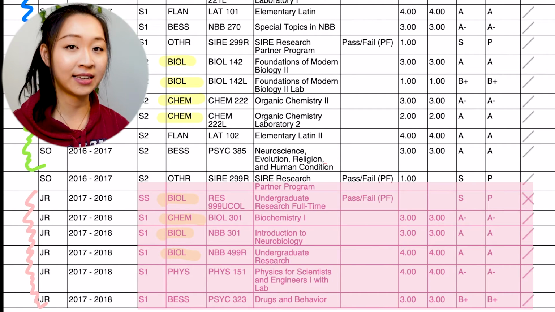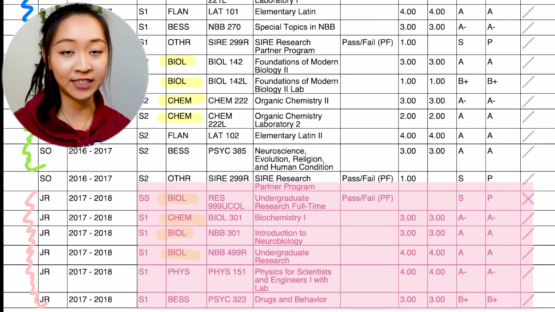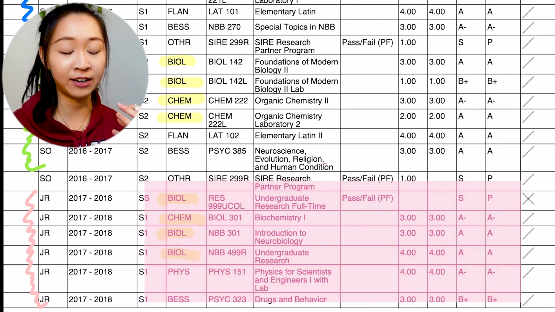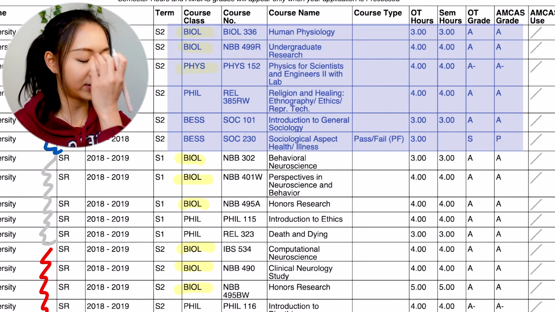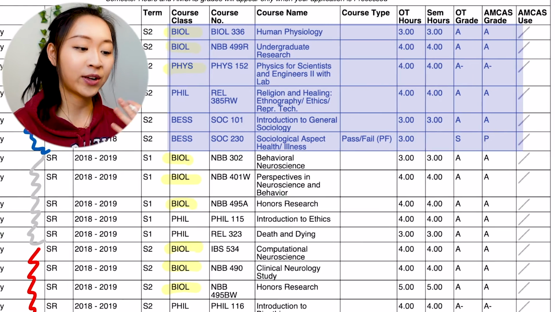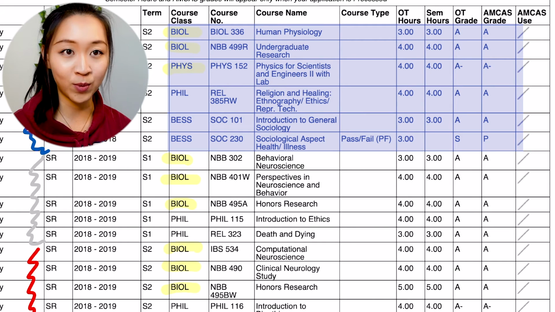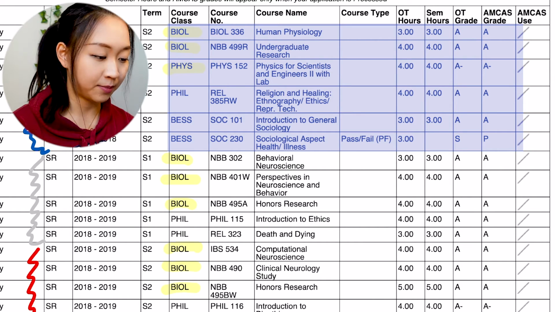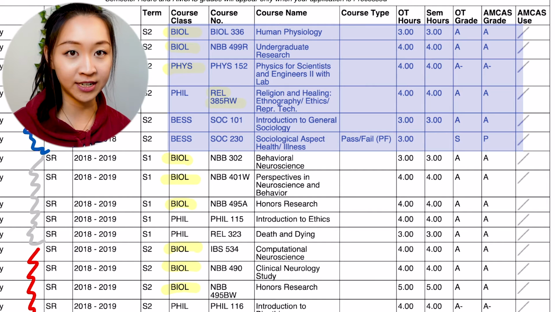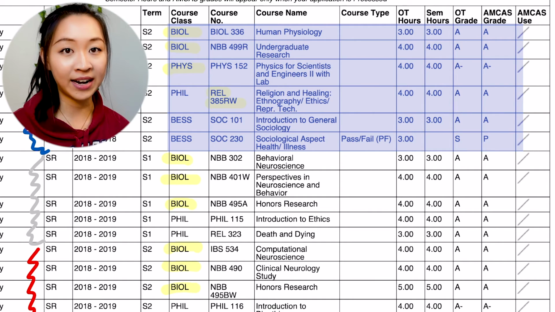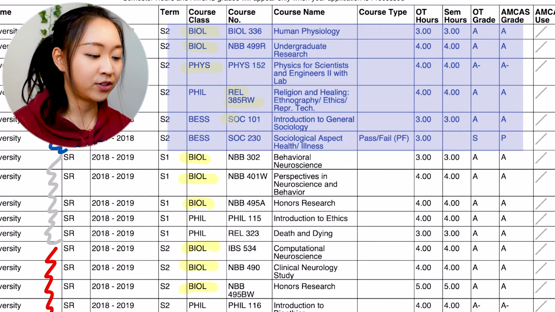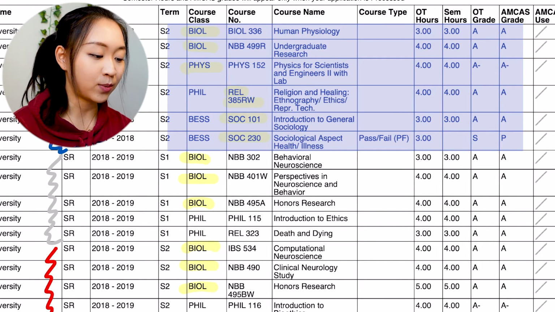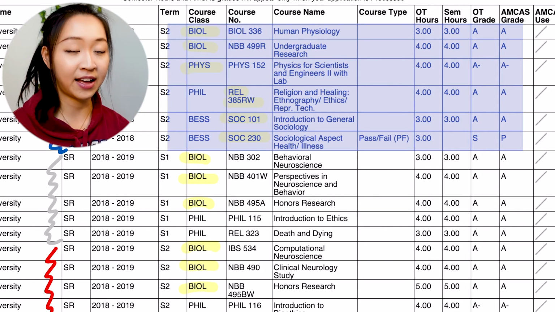Super interesting class, where we talked about the neuroscience of addiction, the mechanisms in the brain for different drugs. Moving on to second semester in dark blue. So I continue to take upper biology courses. These all counted towards my science GPA as well as the pre-medical school requirements. Religion and healing, where we talked about reproductive technologies. This was a very writing extensive course, so it counted towards my writing requirements for medical schools as well. I did take introduction to sociology as well as sociological aspect of health and illness.